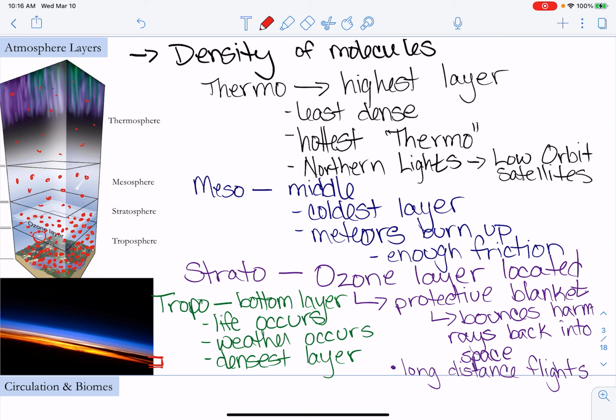So those are the layers of the atmosphere. We will be spending most of our time down here in the troposphere. We may talk a little bit about the stratosphere, but a lot of what we're going to talk about for this chapter is down in the troposphere.